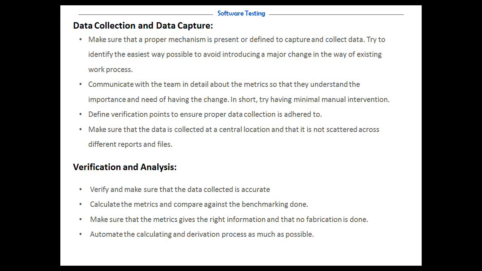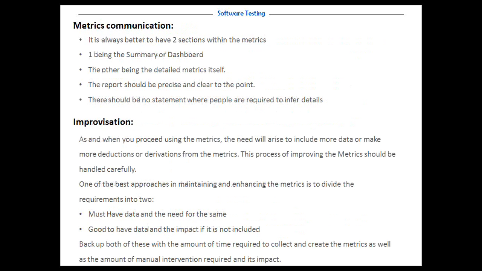It is always better to divide the matrix into two sections, one being the summary or the dashboard, which gives you a highlight or the synopsis of what's happening, the other being the detailed matrix itself. The report should be precise and clear to the point. There should be no statement where people are required to infer details. Remember, never give an opening for people to assume things. Assumptions, all said and done, is always the mother of all disasters.